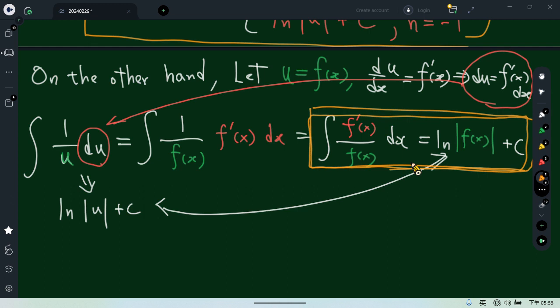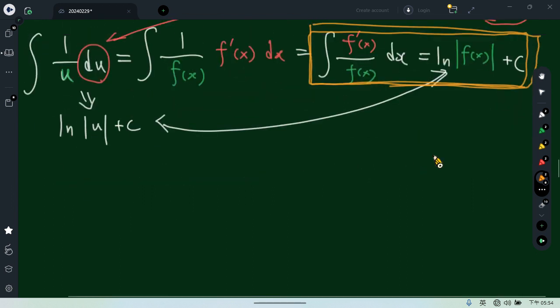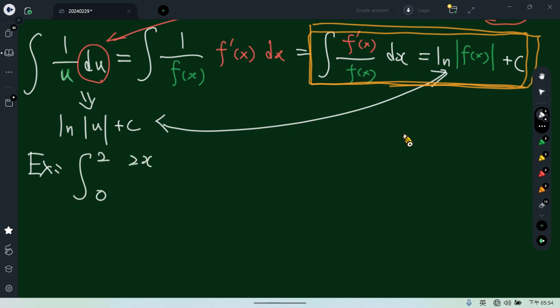Later on, I will show you an example. When we want to integrate f prime x over f of x, the result will be ln taking the absolute value of f of x plus c. So I will give you an example. Maybe at this moment you are a little bit confused. That's okay. For example, I ask you to calculate the integral of 2x over x squared minus 5 dx, right?